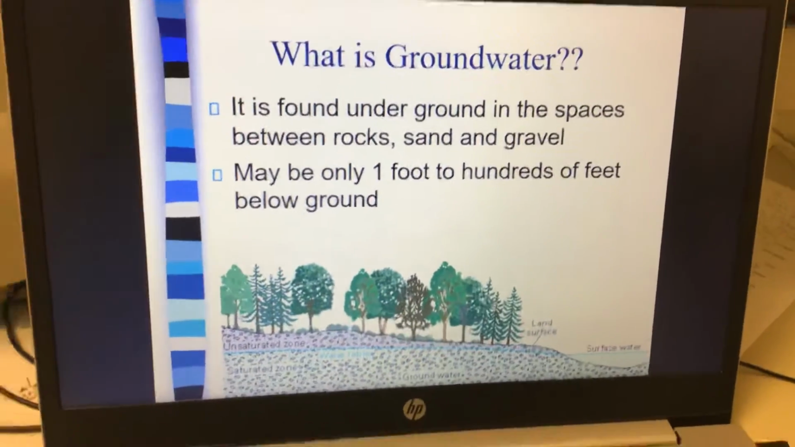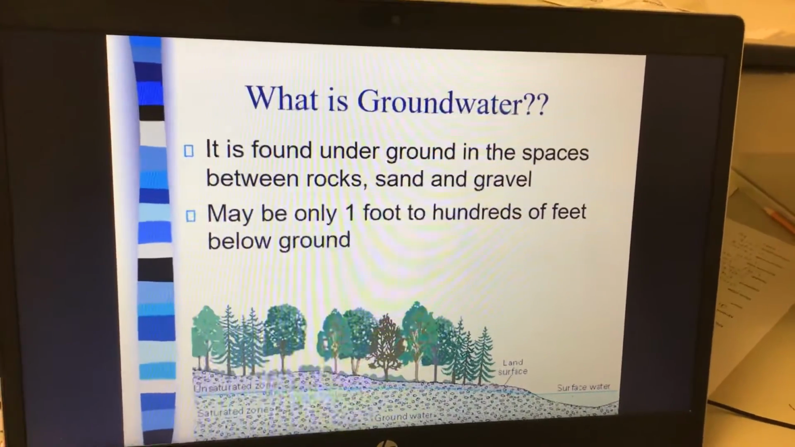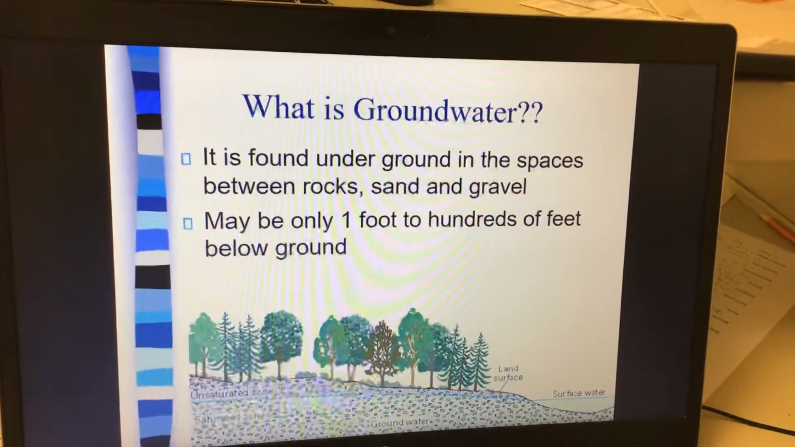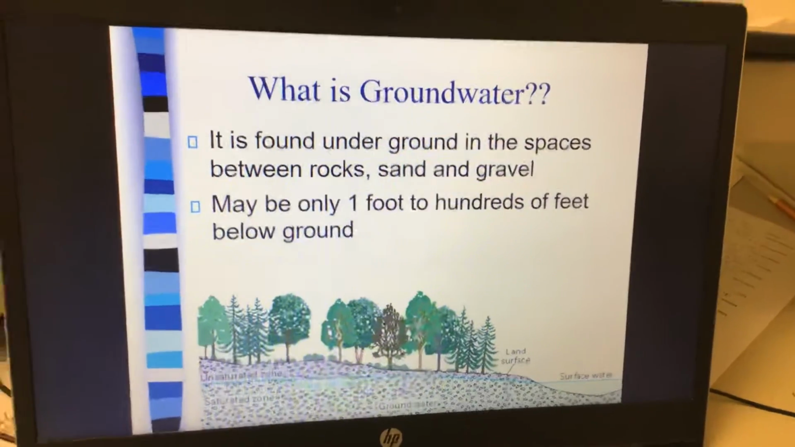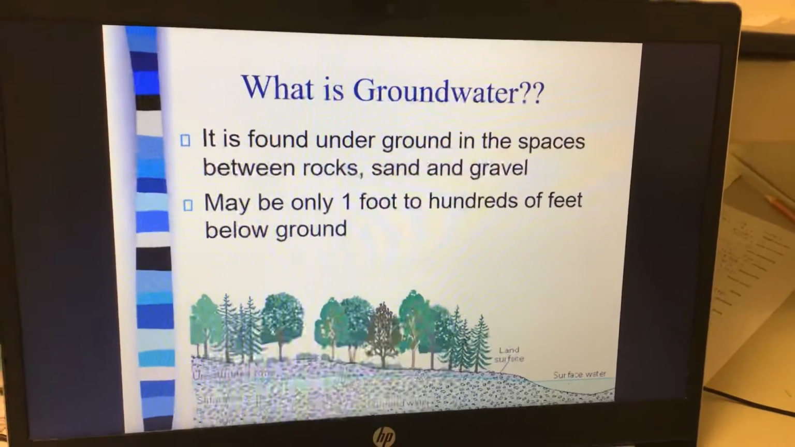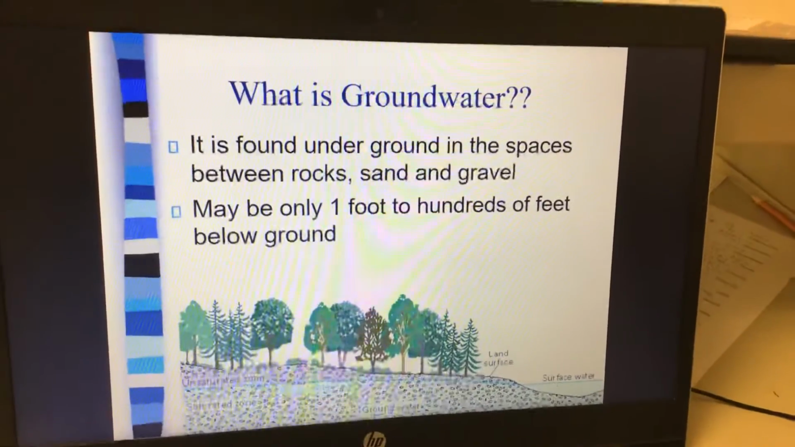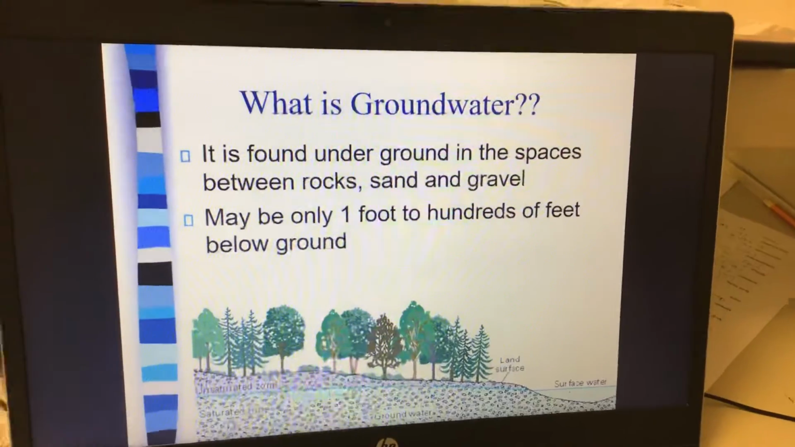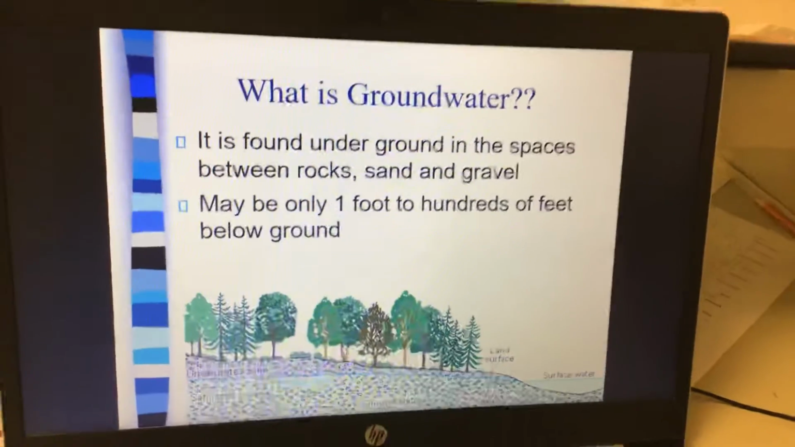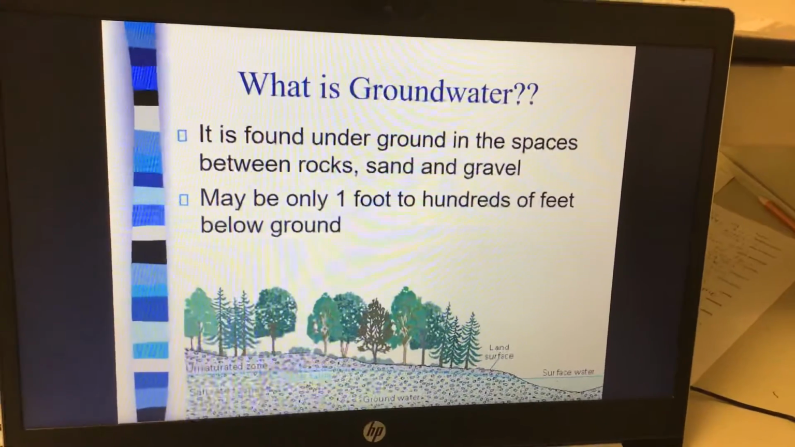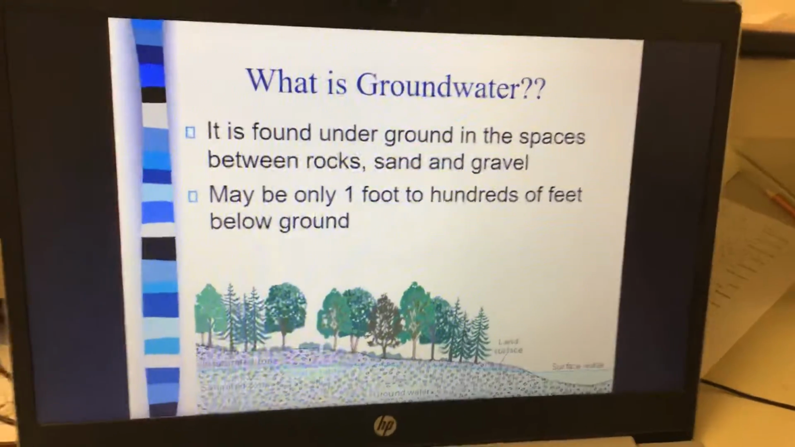Write this down. What is groundwater? Groundwater is found underground in the spaces between rocks, sand, and gravel. It may be 1 foot to hundreds of feet below the surface. So, you got rocks and gravel and dirt underground. Basically, groundwater is going to fill in all those spaces.